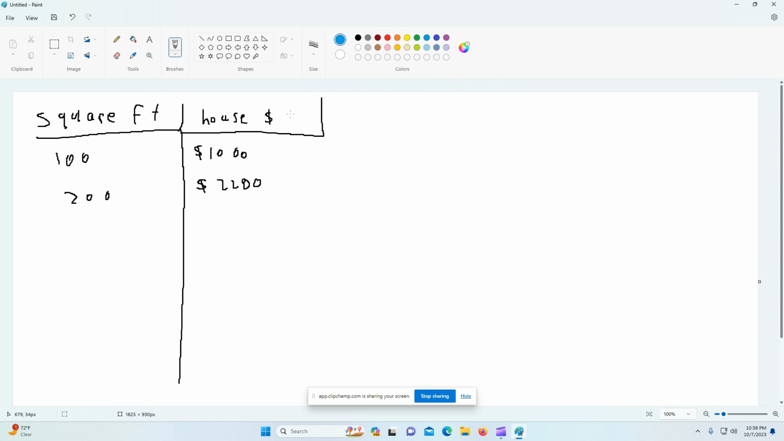In this case, our house price is going to be our y and our square feet is going to be our x. So here, y is going to be our dependent value, right? That means the output of y is dependent on x. So if x is 200, it's 2200. If x is 100, it's 1000.